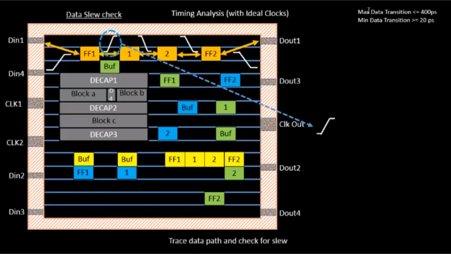Now, why do we even arrive at these particular transition limits? Let's try to look into that. There are multiple reasons. There are reasons of power, there are reasons of performance. So let's look into the reason from a power point of view.